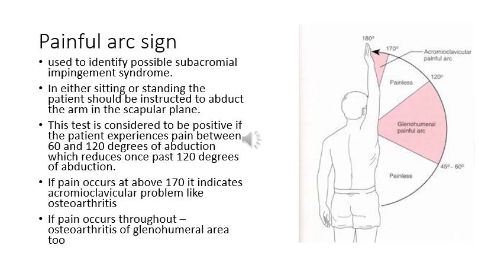So remember this: the area between 60 and 120 degrees of abduction. If the person is getting pain while elevating the hand, the shoulder or the arm, and the pain occurs between 60 and 120 degrees, then it is subacromial impingement syndrome.